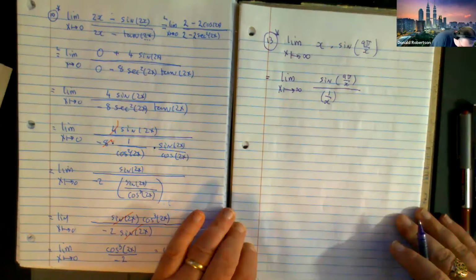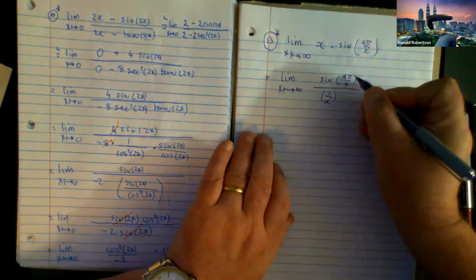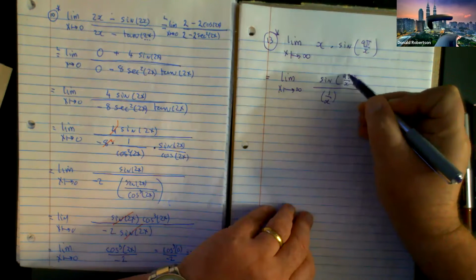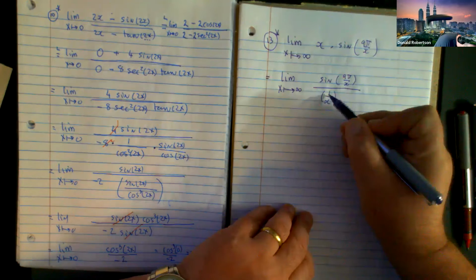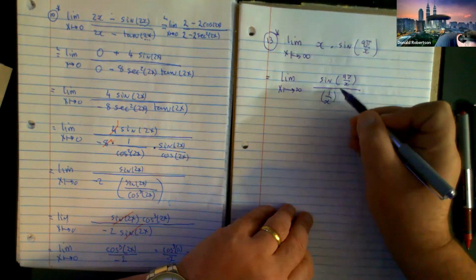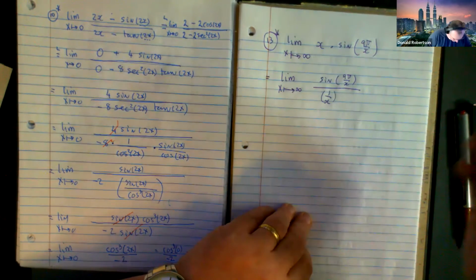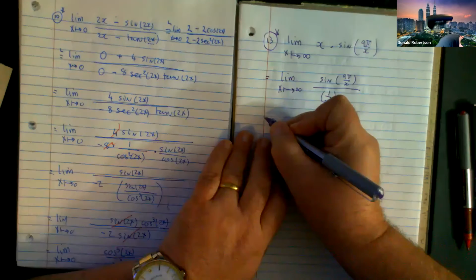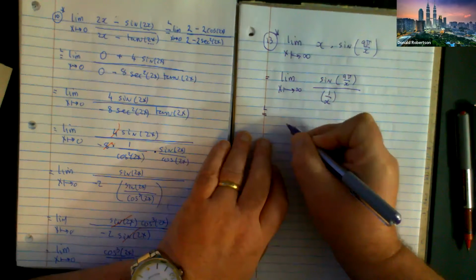Now, if you plug in infinity here, you get the sine of 0. And if you plug in infinity here, you get 0. So basically 0 over 0 is indeterminate form. So now I can do L'Hospital on it.